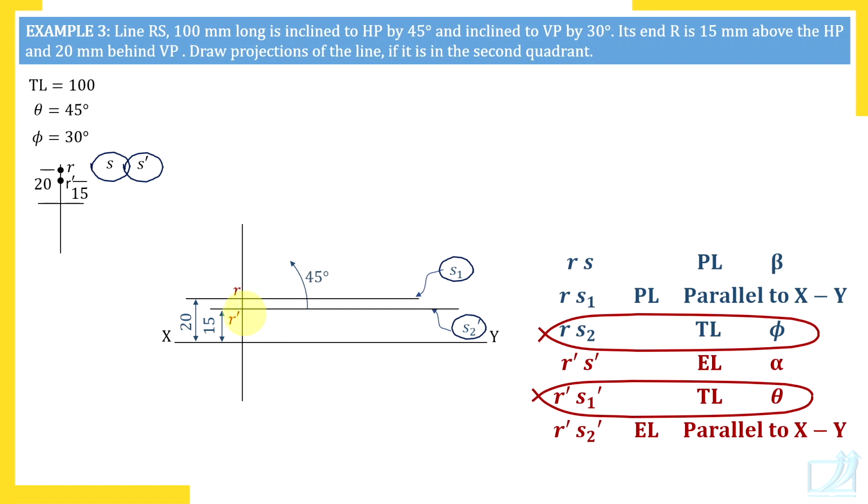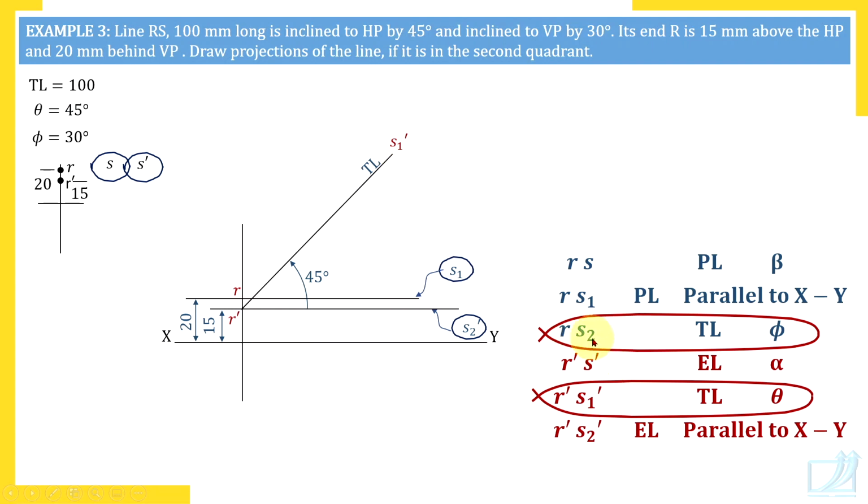So check here. At point R dash, measure 45 degrees because theta is 45 degrees. R dash S1 dash is at 45 degrees. So at point R dash, you measure that 45 degrees with horizontal. And R dash S1 dash is 100 millimeter long. Label it immediately as S1 dash.